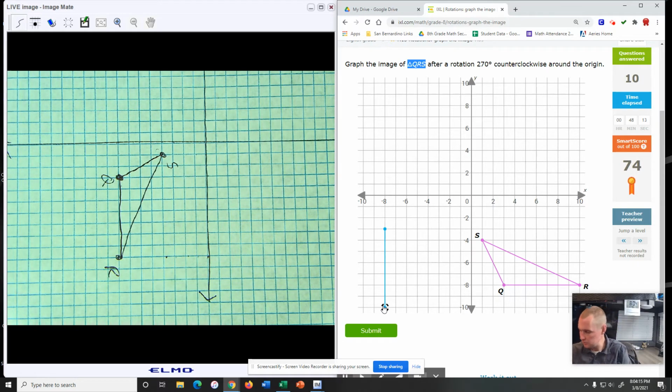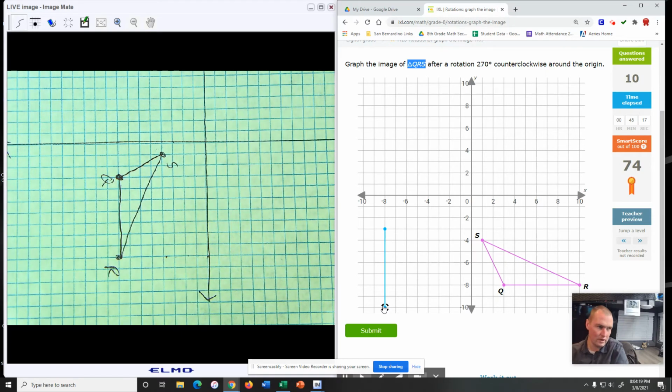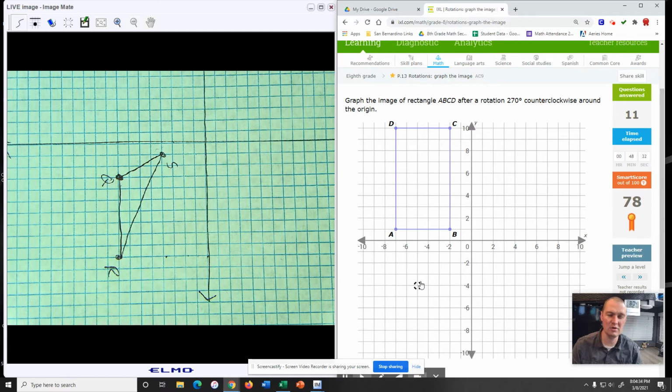And the last one is S, which will complete the triangle. S is easiest, to the left 4, down 1. Start at the middle here on the IXL, to the left 4, down 1. And there we go. Beautiful. Okay, we're at 78, so close to 82. I think it's going to be 81, 82, something like that.